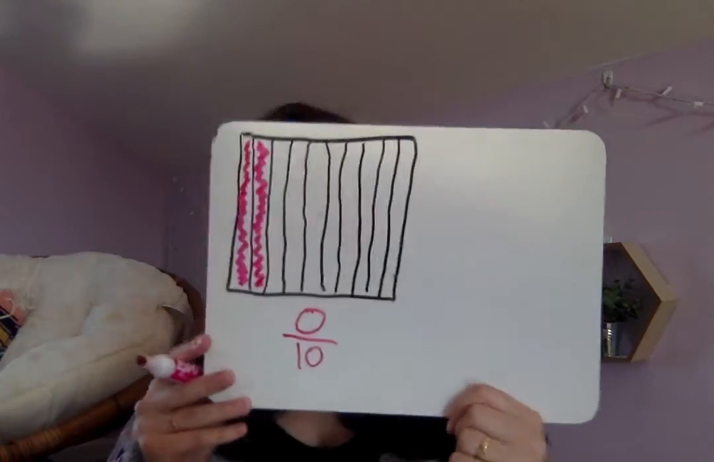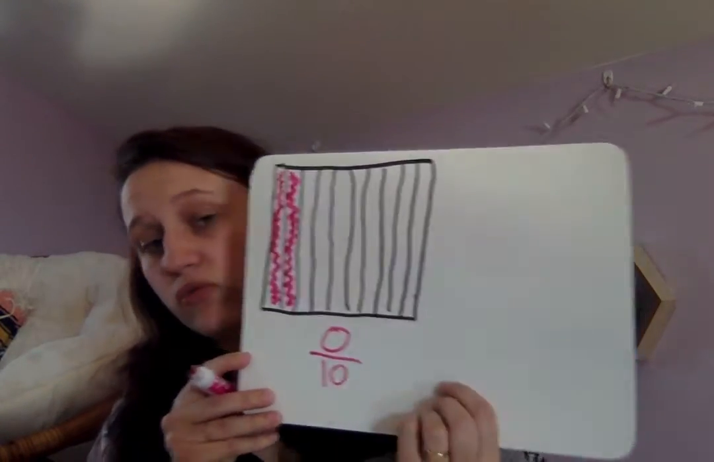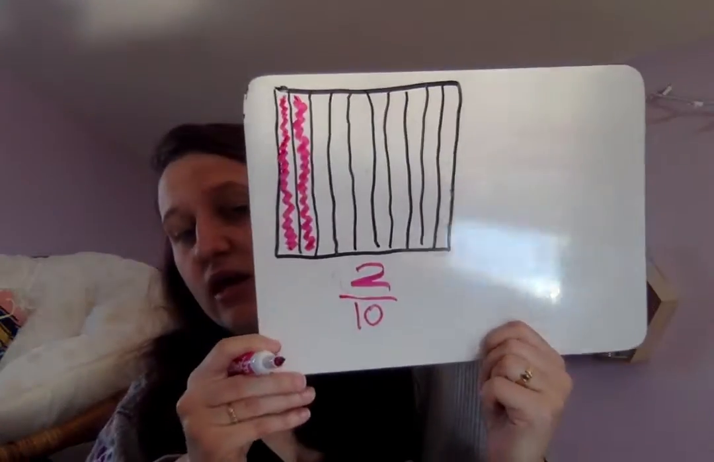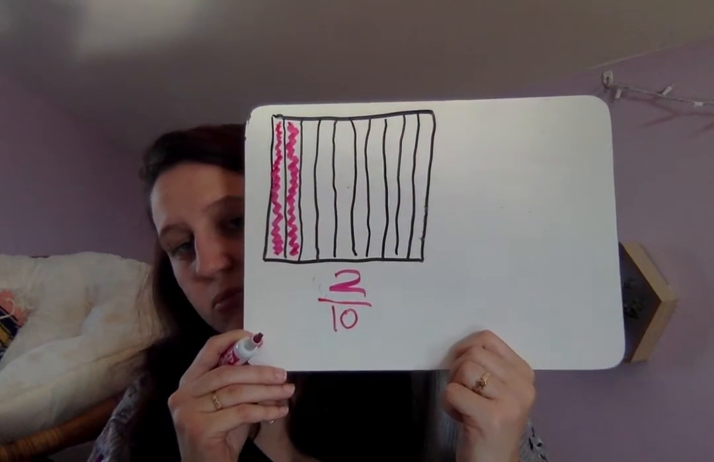Now, I'm going to fill in 2 of them. And I'm not going to do it perfectly, but I'm going to try my best. I filled in 2 of them. So it's no longer 0 over 10, it's actually 2 over 10. Can I write this as a decimal?